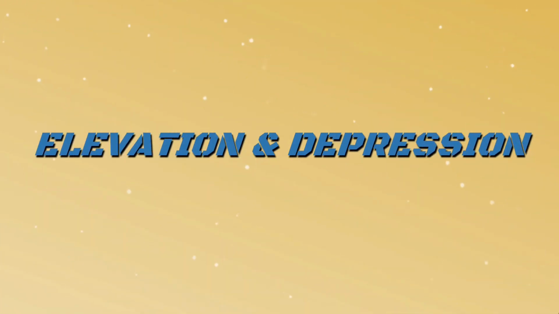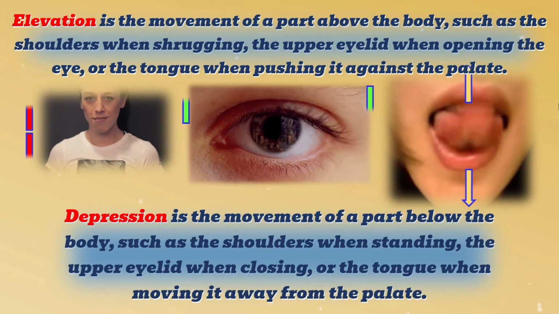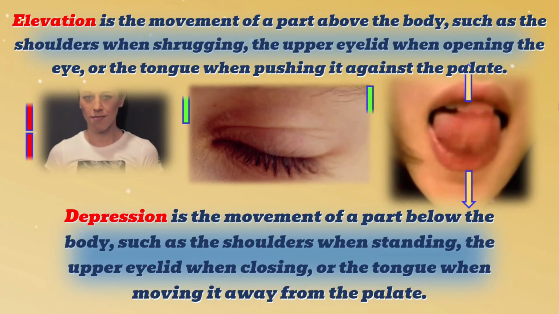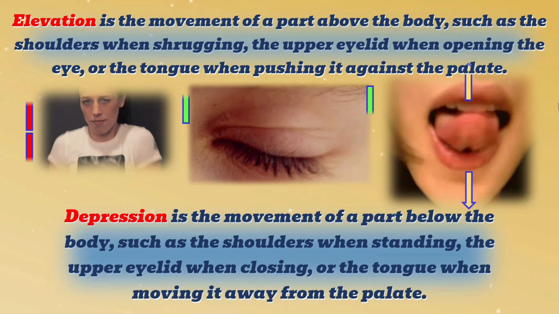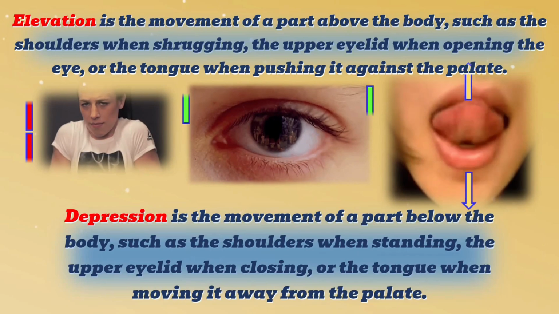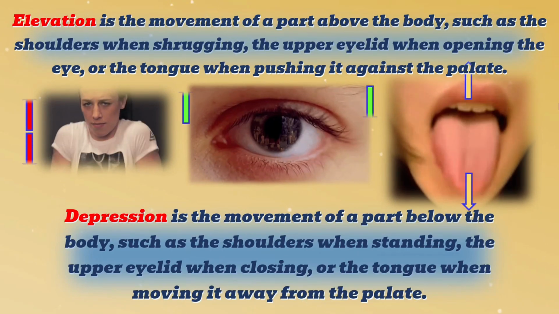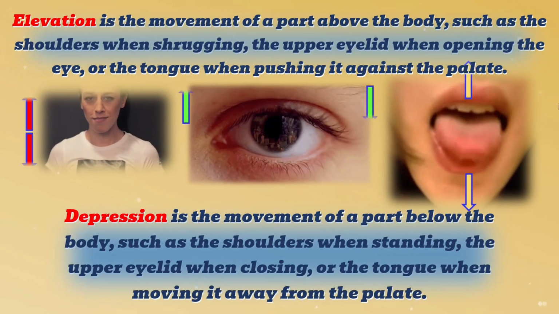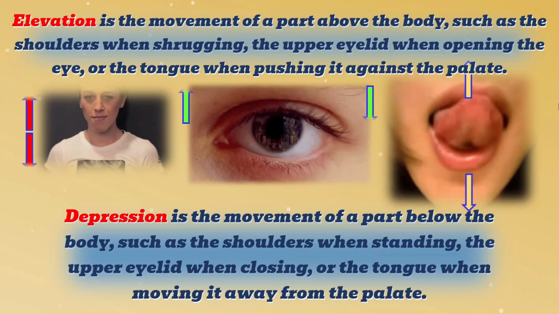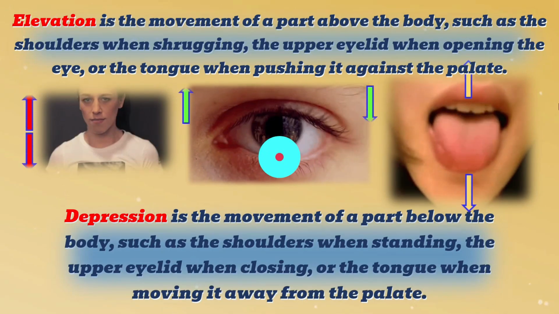What is elevation and depression? It is a special type of movement. Elevation is the movement of a part above the body, such as shrugging the shoulders, upward movement of the upper eyelid when opening the eye, or the tongue when pushing it out and upwards. On the contrary, depression is the movement of a part below the body, such as the shoulders when standing, the upper eyelid when closing, or the tongue when moving it out and downwards.